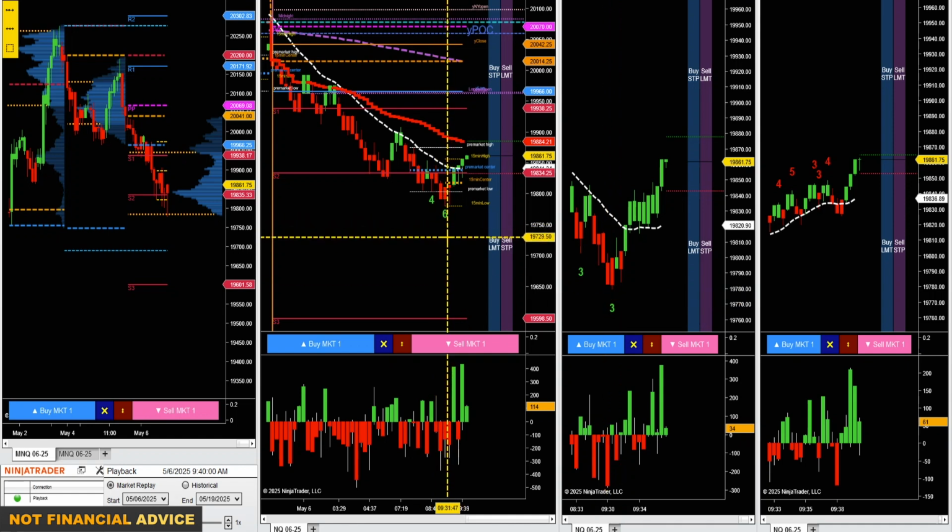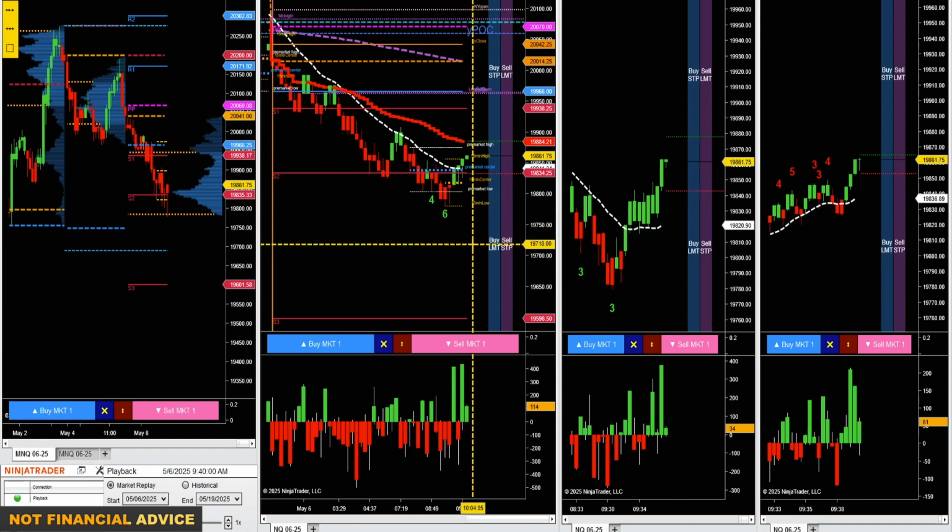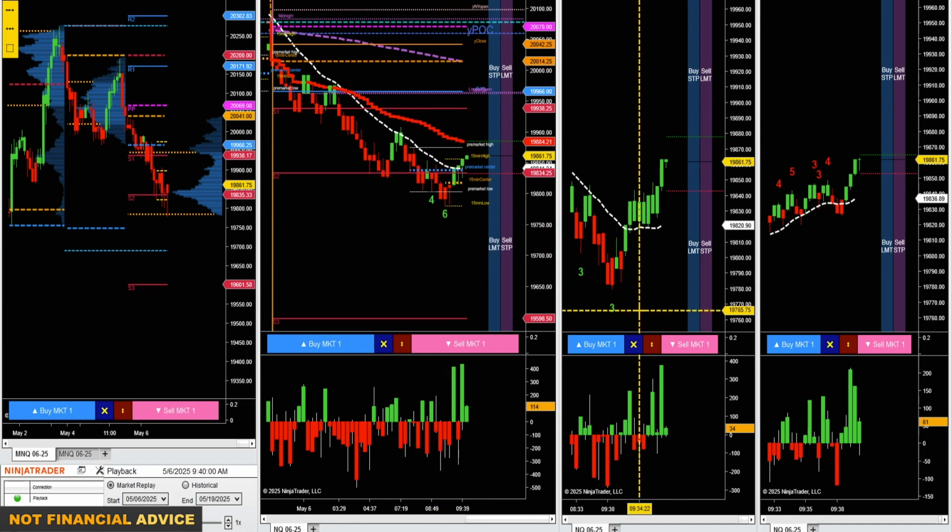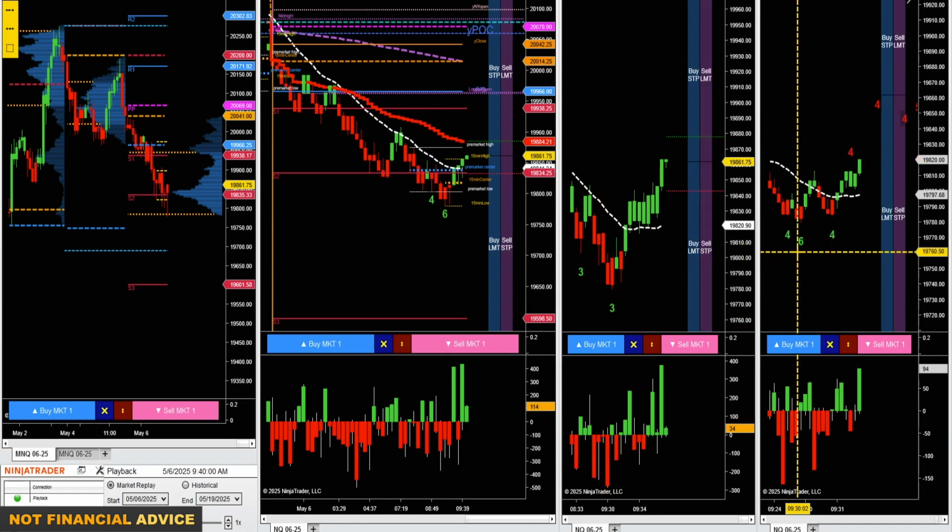I definitely got into a long. After the market opened, we had a 6 signal on the higher time frame. We had a triple signal on the medium term time frame. And then we also had a 6 signal on the smaller time frame.